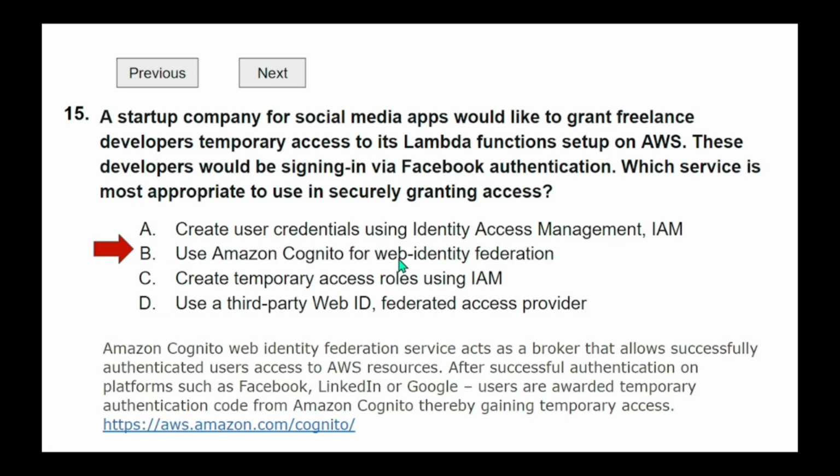Amazon Cognito Web Identity Federation service acts as a broker that allows successfully authenticated users access to AWS resources. After successful authentication on platforms such as Facebook, LinkedIn, or Google, users are awarded a temporary authentication code from Amazon Cognito, thereby gaining temporary access.